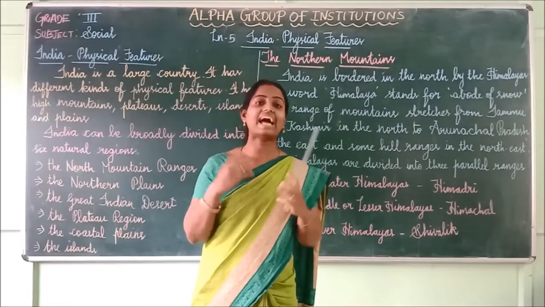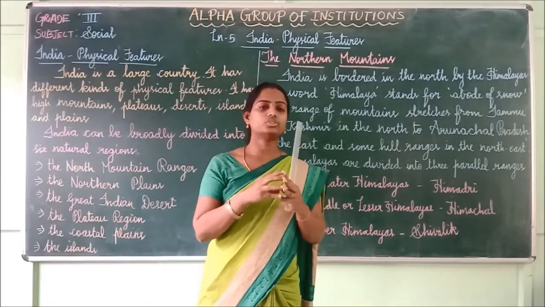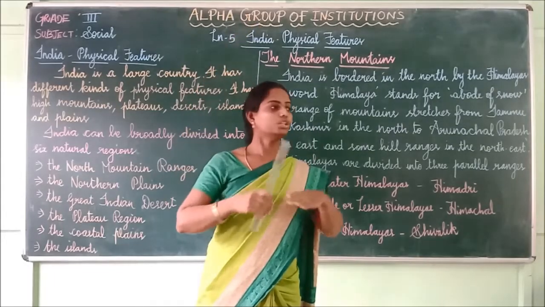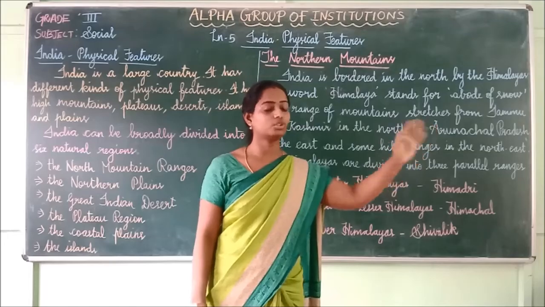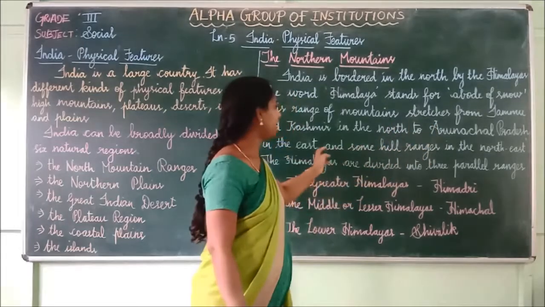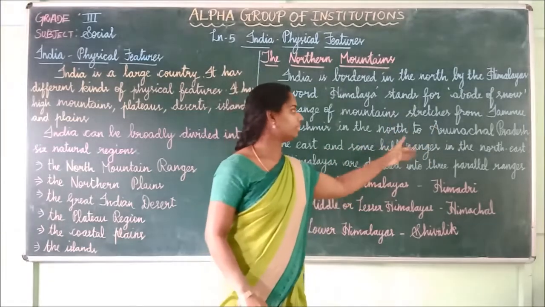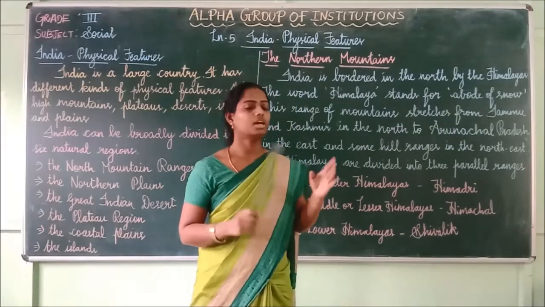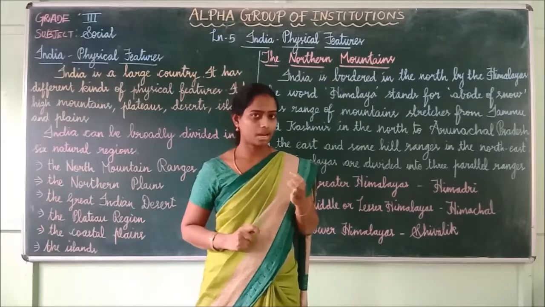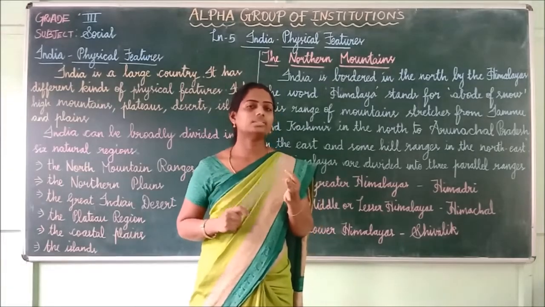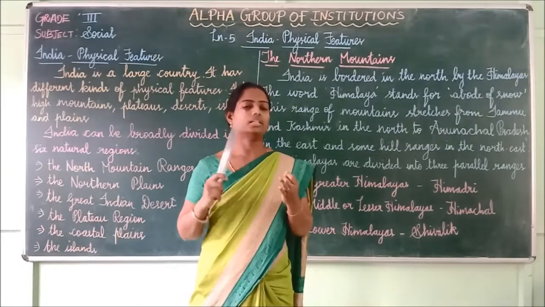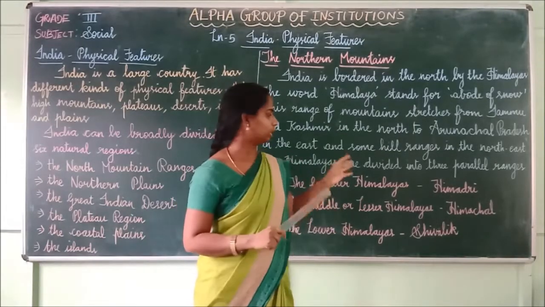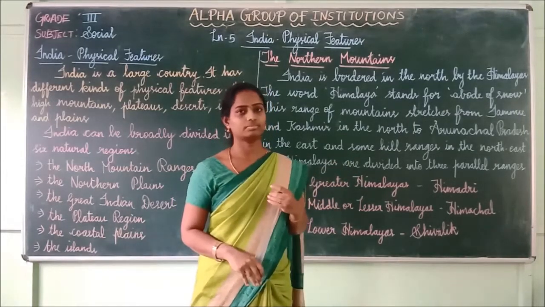Okay, children, the range of mountains stretches from Jammu and Kashmir in the north to Arunachal Pradesh in the east, and some hill ranges in the northeast. These are classified into three parallel ranges. The first one is the Greater Himalayas, Himadri. The second is the Middle Himalayas, Himachal. The third is the Lower Himalayas, Shivalik. That is what we are going to discuss after.